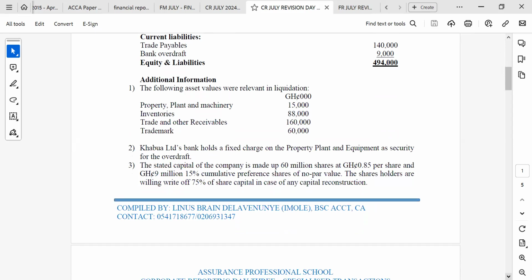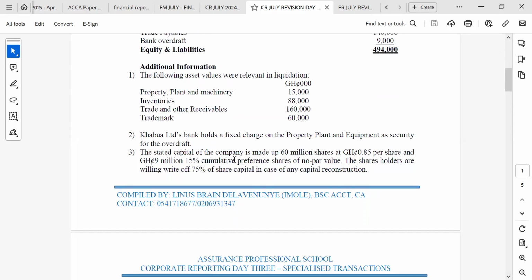Relative preference shareholders. Okay. The capital of the company is made up of 60 million shares at 0.85 per share and 9 million 15% cumulative preference shares of no par value. Okay. So we are having 9,000. So it means that we can actually pay the preference shareholders, isn't it?